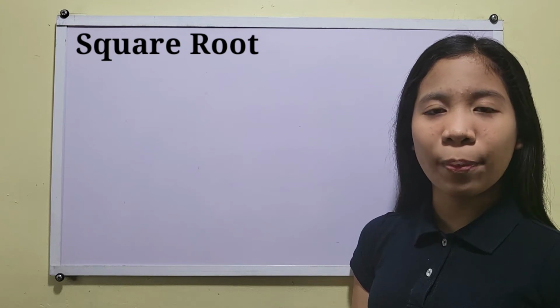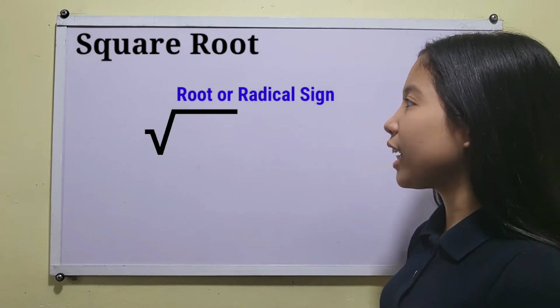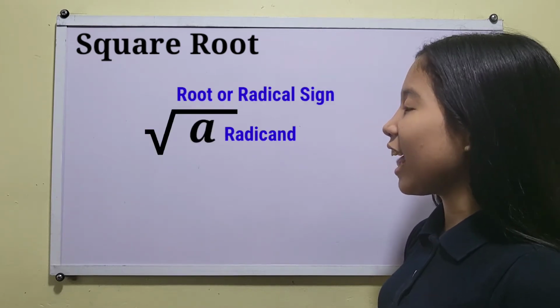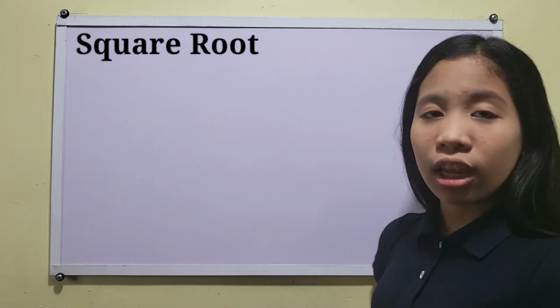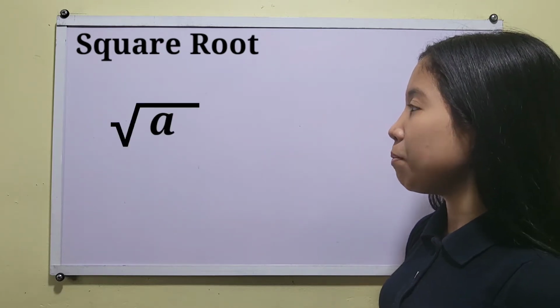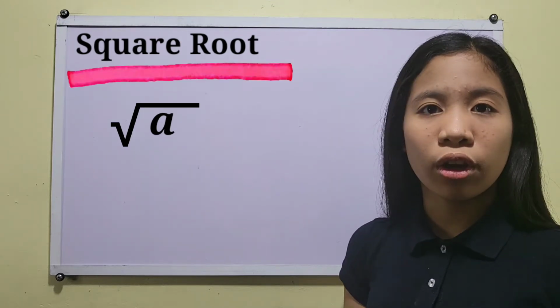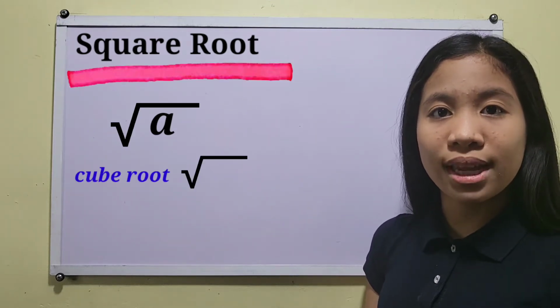Today, let's review square roots. Here we have the root or radical sign, the radicand, and the index. If we only have the root or radical sign and the radicand, it means that we are looking for the square root. But if we are looking for the cube root, our index would be 3.